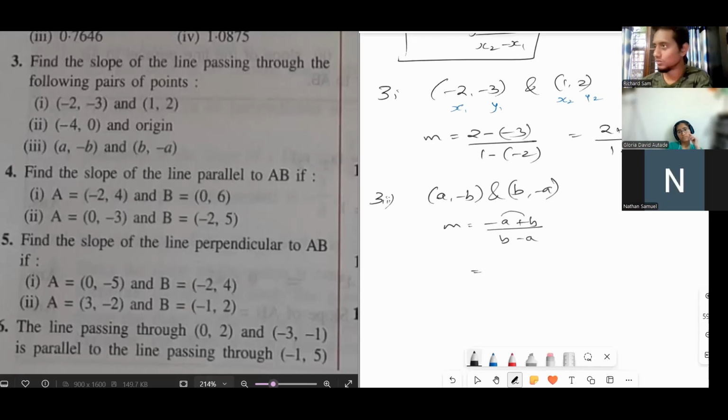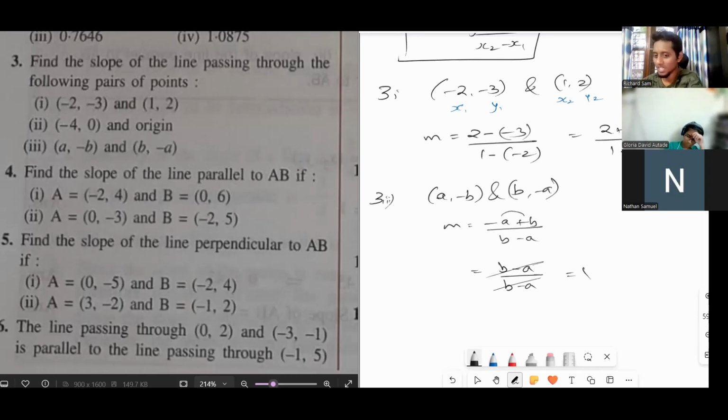Interchange these two. What will that become? Interchange A and B. What will that become? B minus A. B minus A. And what's the denominator? B minus A. Numerator and denominator are the same, so we can cut it. 1.